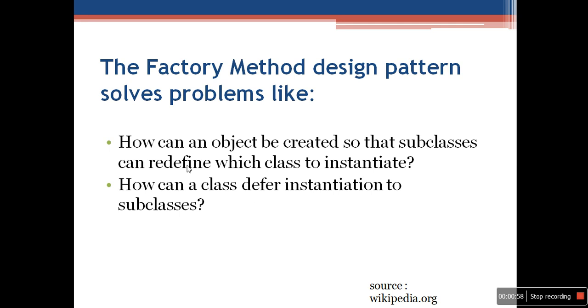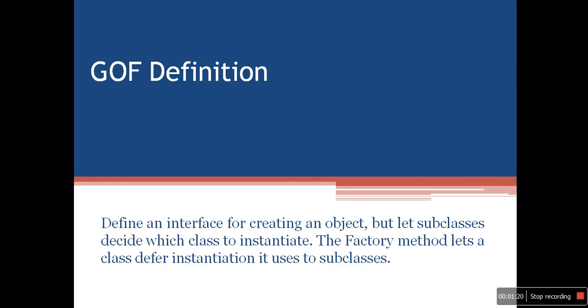As it is a design pattern, it is there to solve some problem. Factory design pattern solves these two problems: how can an object be created so that subclasses can redefine which class to instantiate, and how can a class defer instantiation to subclasses. Okay, so this is the problem, and this is the solution which is given by the Gang of Four.